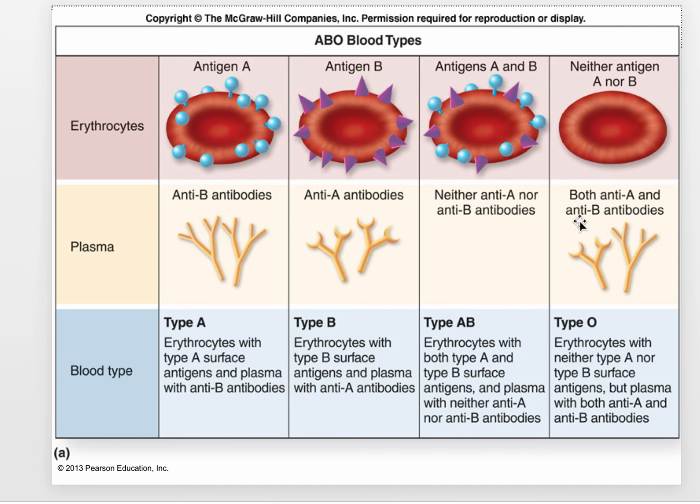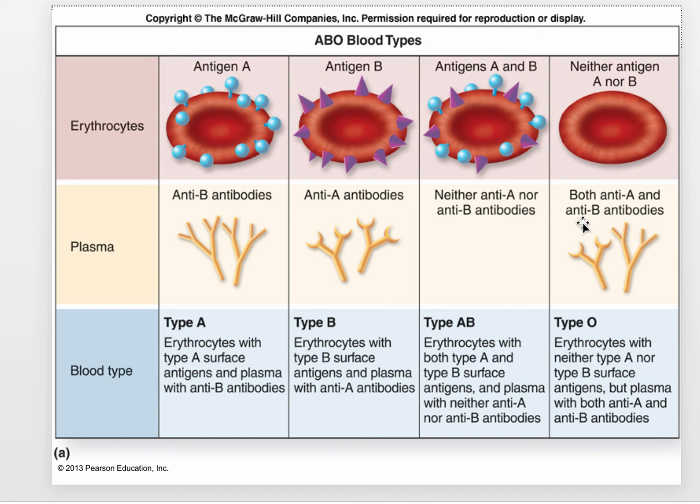The fourth type is type O. Type O is sort of the opposite of type AB. In type O, there's neither antigen A nor antigen B on the red blood cell, but within the plasma there are both anti-A and anti-B antibodies.